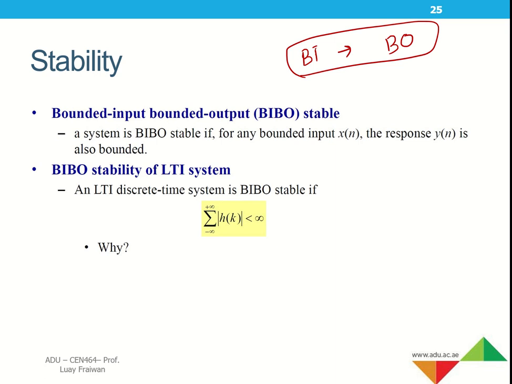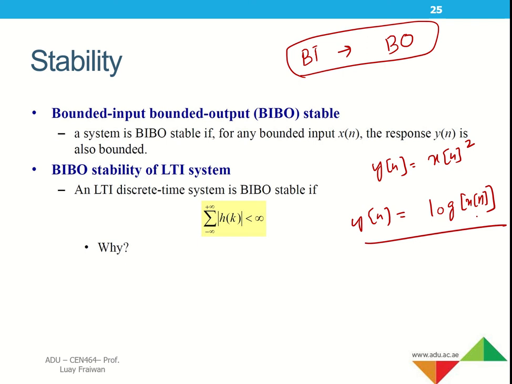I am leaving a couple of examples for you. You can try and check whether that system will be bounded or not. For example, let's say we have one system which is this one. Will this be bounded, stable or not? Let's say we have one system which is this one. Is this system stable or not?